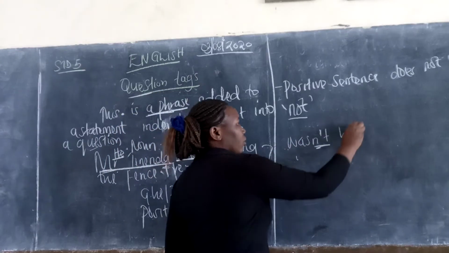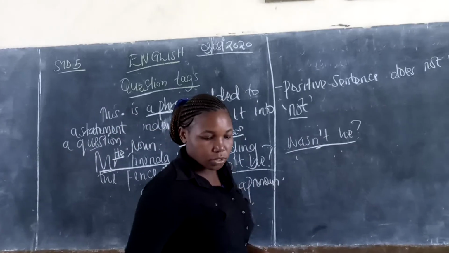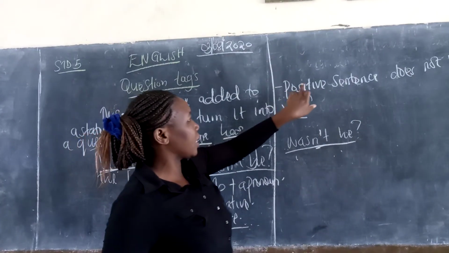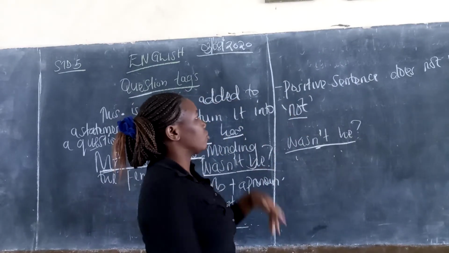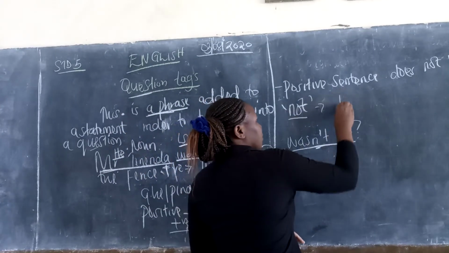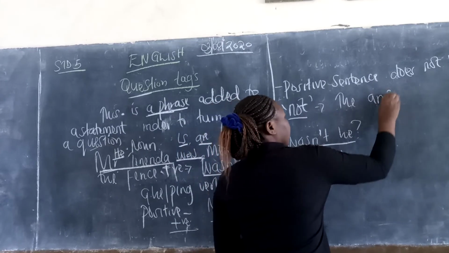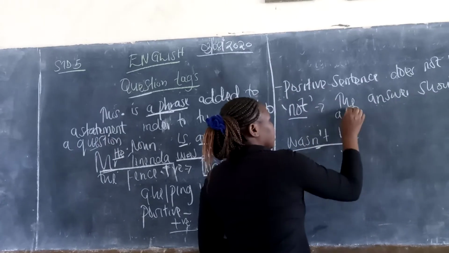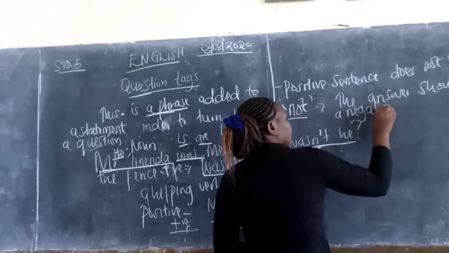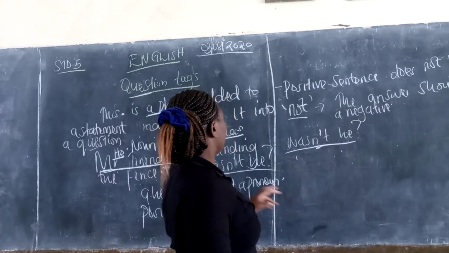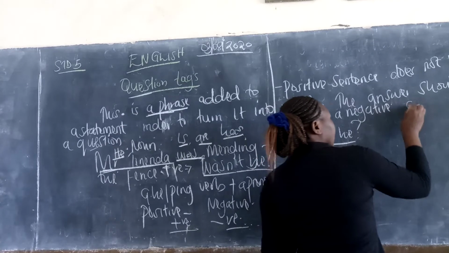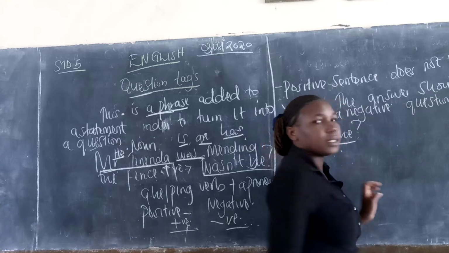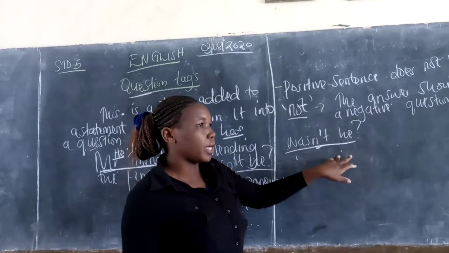So our question tags are always formed like this. I'm going to give another example. I've said the positive statement does not have a not, so the answer should be a negative question tag. I repeat.